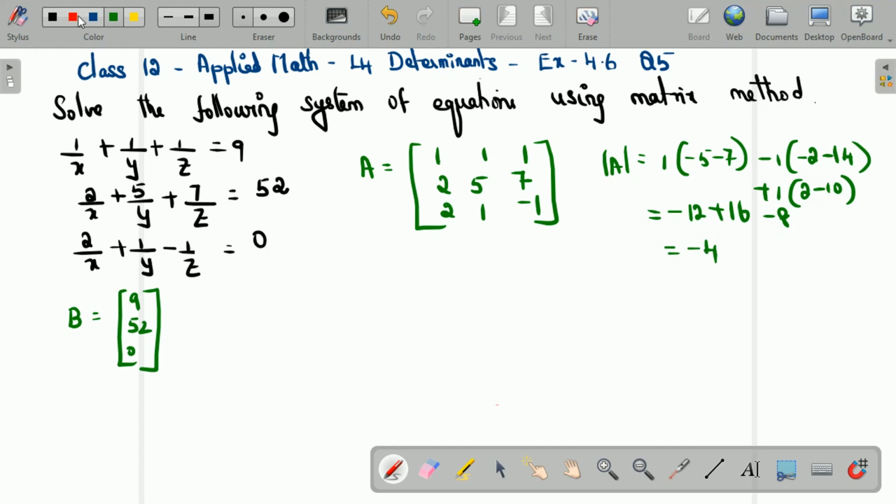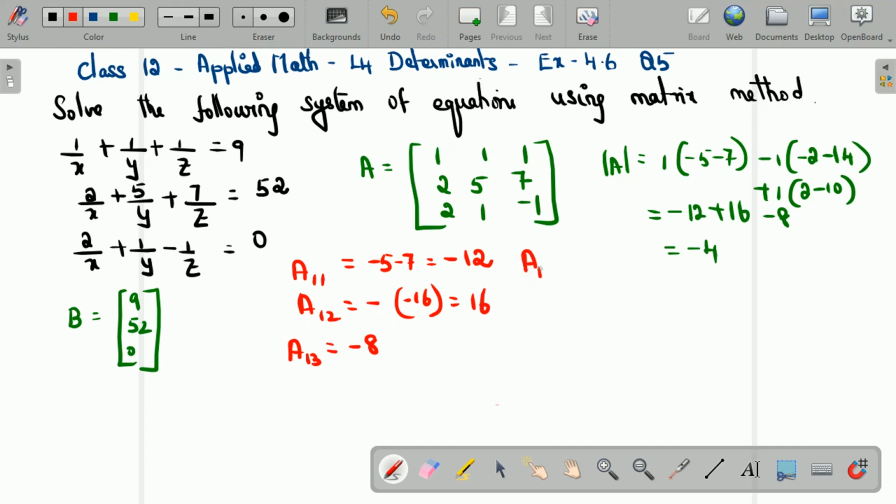Now let's compute the cofactors. So cofactors first A11. Remember this row and this column is eliminated. So you cross multiply. So this is minus 5 minus 7, which is equal to minus 12. Now A12 is negative sign of. Remember this row and column is eliminated. So minus 2 minus 14. So this is minus 16. So essentially you get plus 16. Now A13, remove this row and column. Now find out the value. So this is 2 minus 10, which is going to be equal to minus 8.